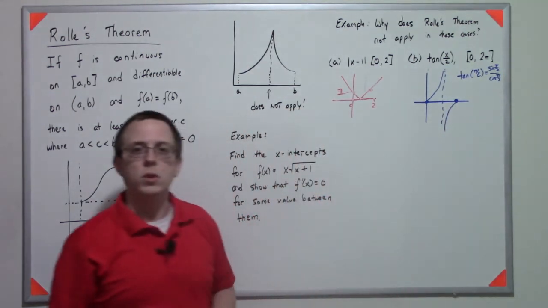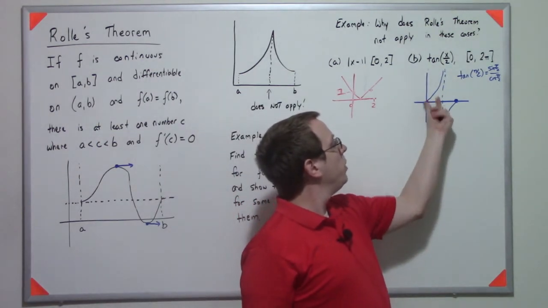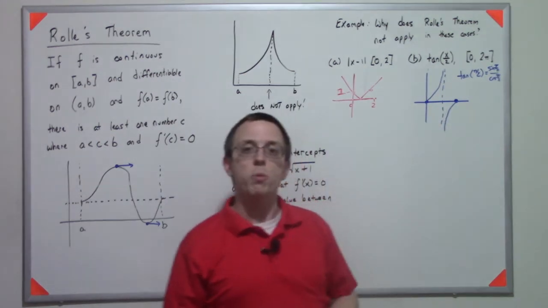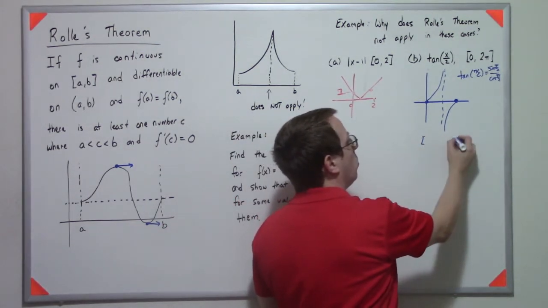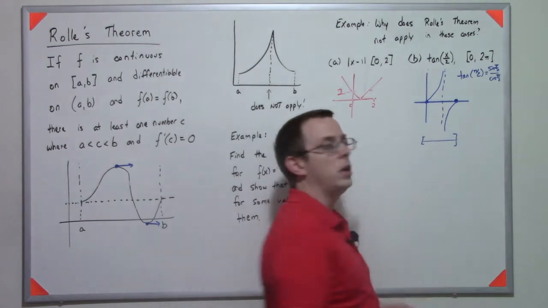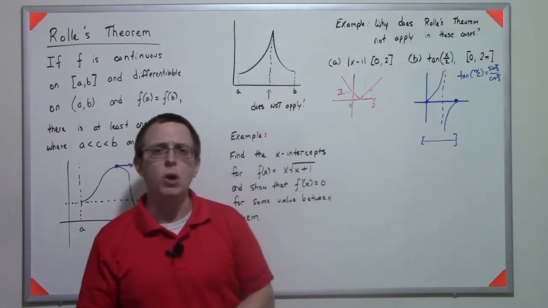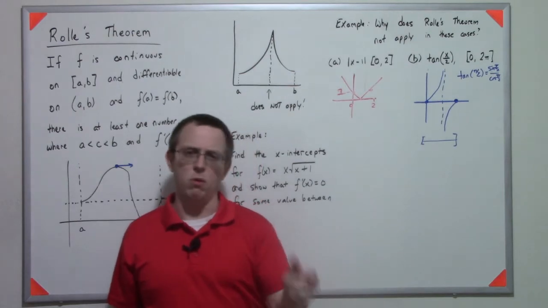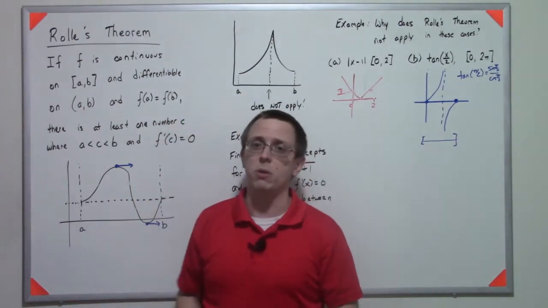So you have a graph that looks like that. While it is continuous on this open interval and continuous on this open interval, it's not continuous on the whole interval. So Rolle's theorem does not apply. Be careful before just saying, well, Rolle's theorem applies, I've got this, that, and the other. You have to satisfy the requirements.